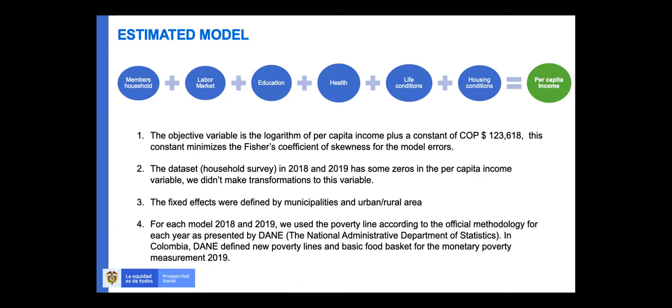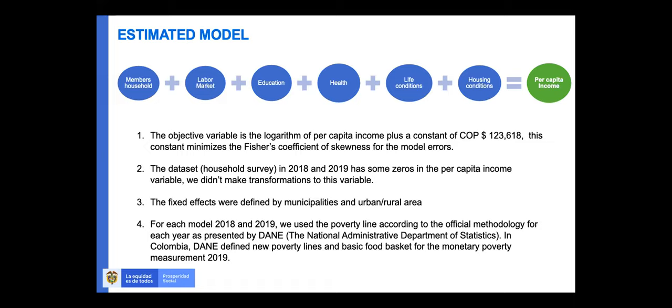Other details about the model. As I have mentioned previously, the model was defined as the per capita income as a function of life condition variables. These conditional variables are the number of members in the household, labor market, education, health, housing conditions, and so on. The objective variable is the logarithm of per capita income plus a constant of 123,618 pesos. This constant minimizes the Fisher coefficients of skewness for the model errors.